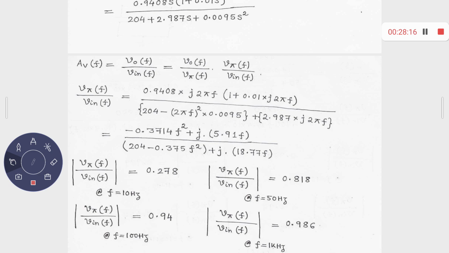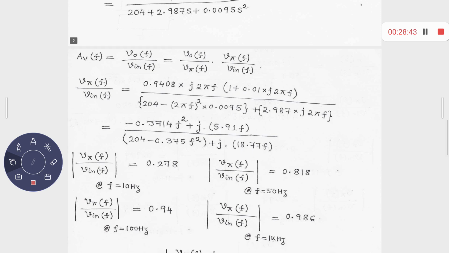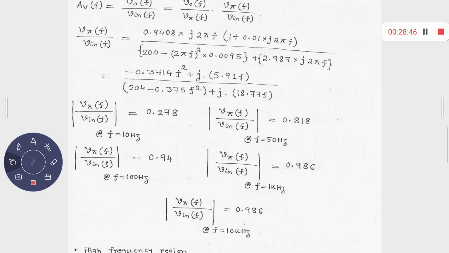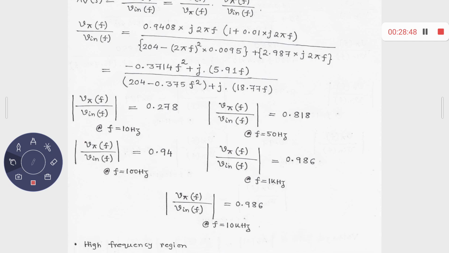So as you are increasing the frequency from 10 to 50, 50 to 100, 100 to 1000, as you observe, your gain is increasing, the modulus is increasing: 0.278, 0.818, then 0.94, and then 0.986. It is better to take 10, then 100, then 1K like this. Ultimately at 10 kilohertz it is 0.986, so it gets saturated after 1K.